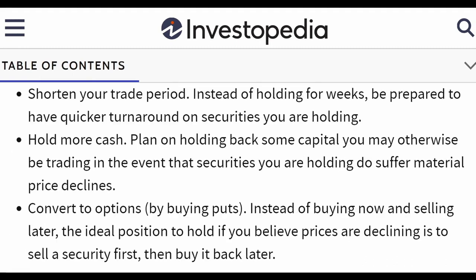There are several strategies for the bear market swing trading. One option is to shorten your trading period. So instead of holding for weeks, just go and have a quicker turnaround on your securities you're holding. You could trade on the hour. You can trade on the 45 minutes to 15 minutes instead of the day. Or you hold more cash, so plan on holding back some capital you may otherwise be trading in the event that securities you're holding suffer declines. Or you convert to options by buying puts. So those are some strategies you could have in a bear market.